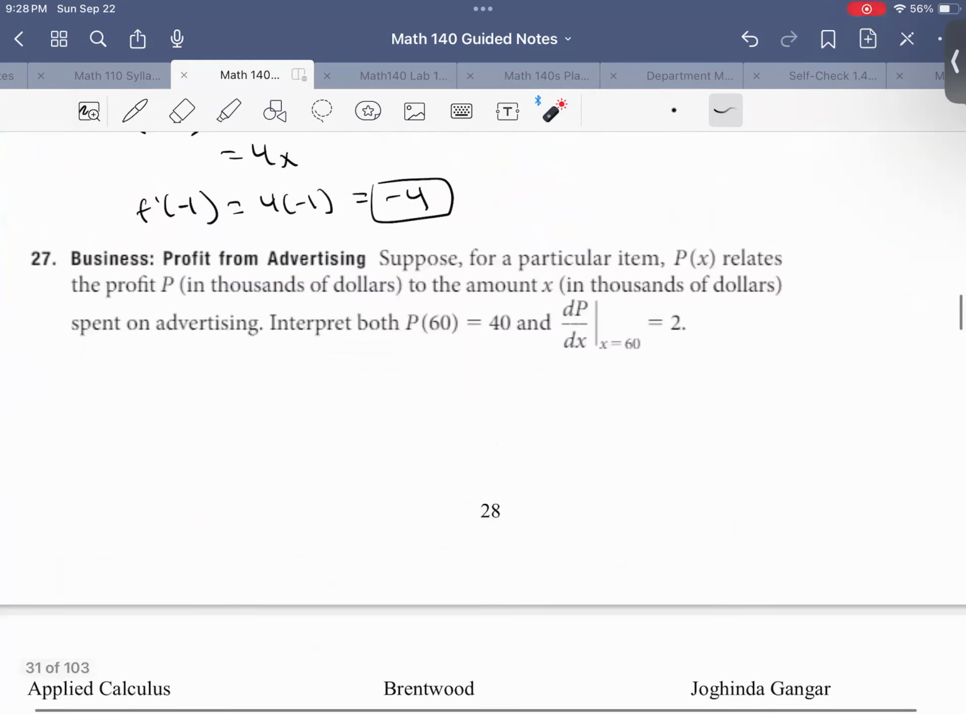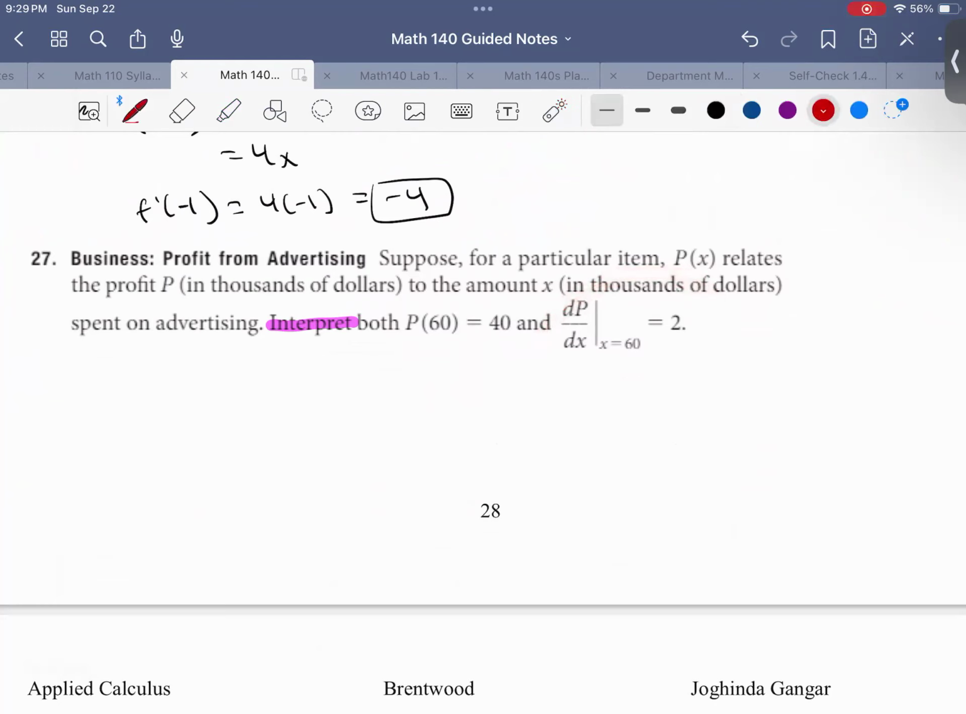Now let's go into some word problems with some applications, mainly interpretation. All right, there's a couple of questions like this on the lab, so try to understand it here. So once again, I'm not a big fan of this interpretation. So what I want to rewrite this as is p prime of 60 equals 2. Okay, just want to rewrite it like that. Let's go ahead and read this through.